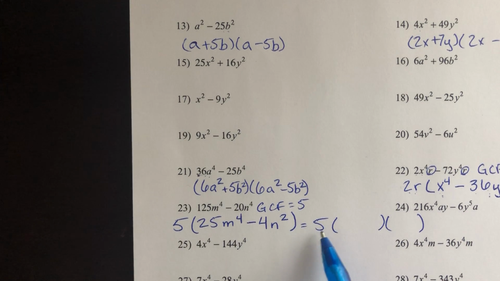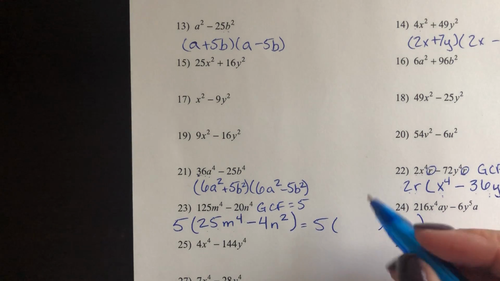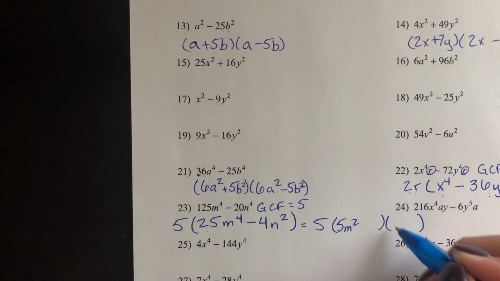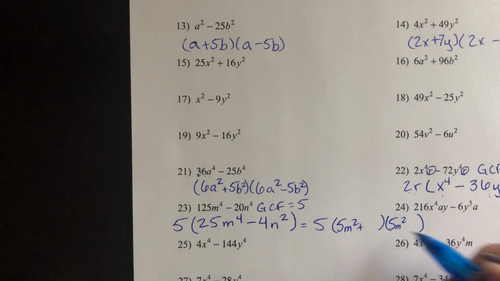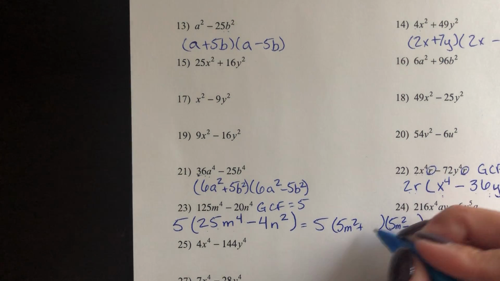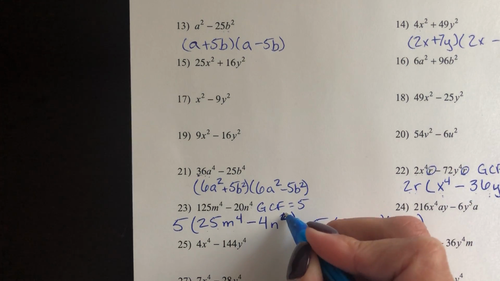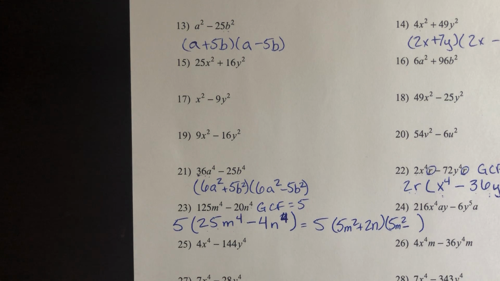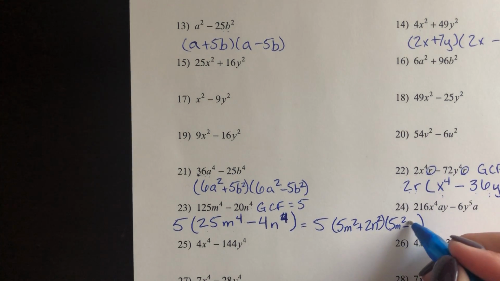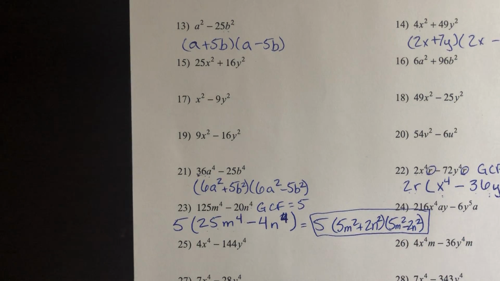All right, so I brought that 5 over. And then I'm going to take the square root of 25m to the 4th. That's 5m squared. Signs plus minus. And then the square root of 4n squared would be 2n. Oh, I'm sorry, that was an n to the 4th here. Good thing I caught that. So that means the square root of 4n to the 4th would be 2n squared. And then that would be your final answer right there.